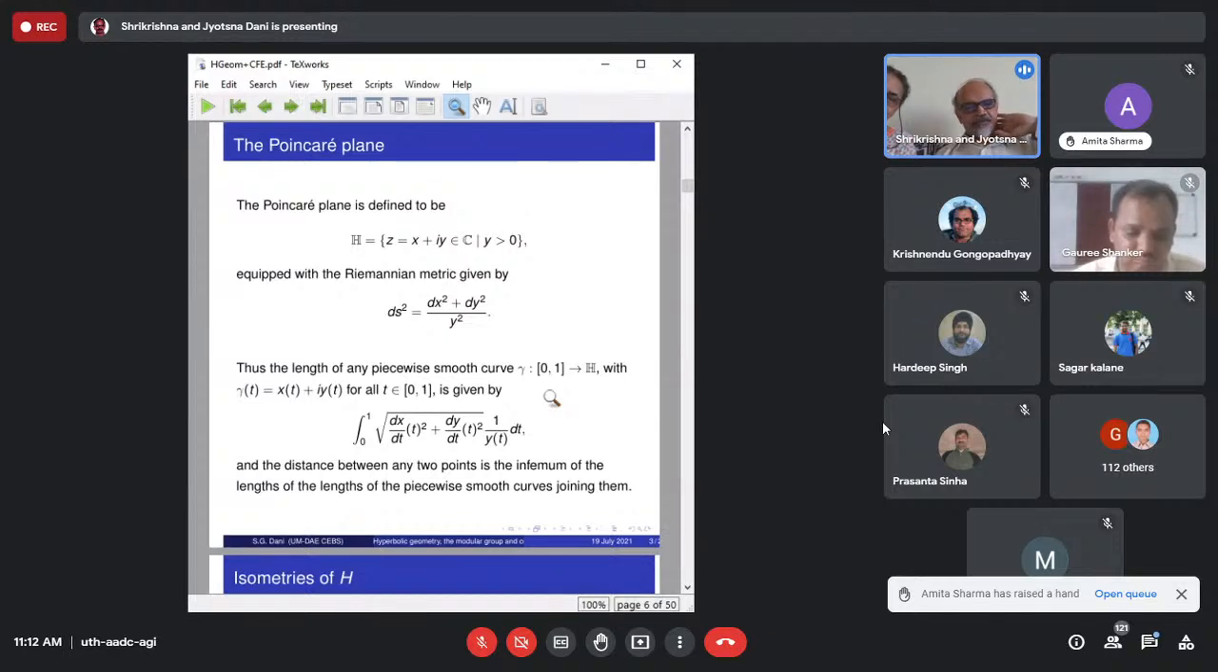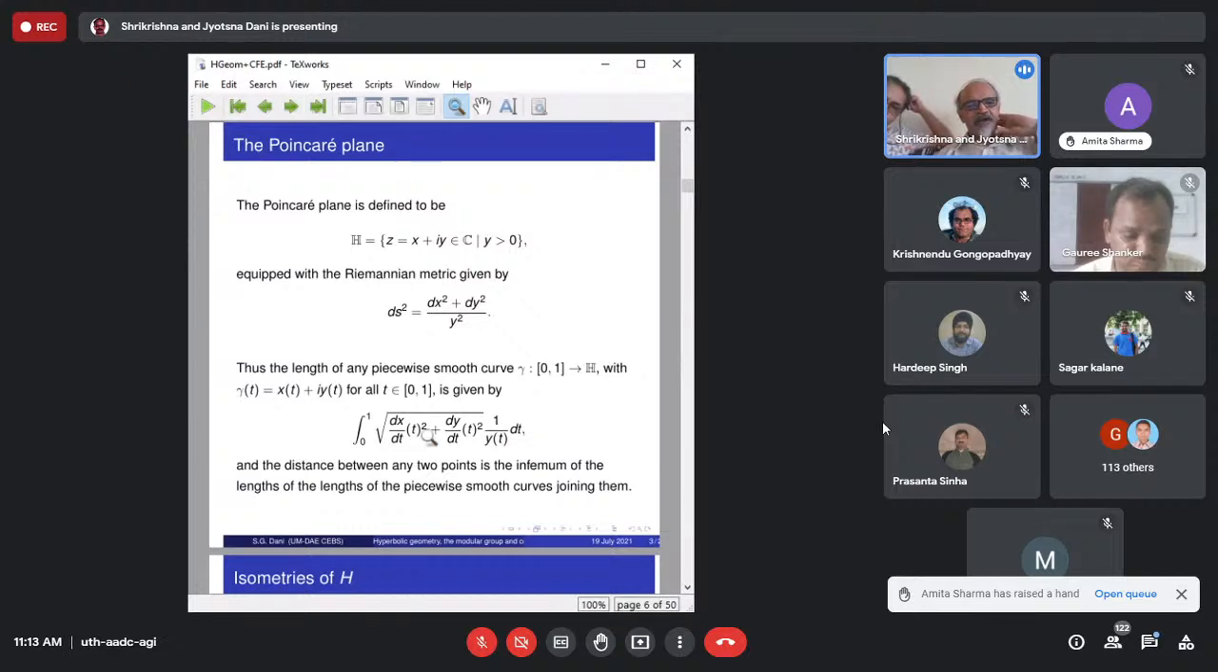Now, in Riemannian geometry, you can think of the distance between any two points of the manifold. In this case, our surface H here, as given here, is the infimum of lengths of all curves joining the two points. Given any two points, you should consider all possible piecewise smooth curves. For each of those, you have the associated length, and then take the infimum of that, and that is the distance between the two points.